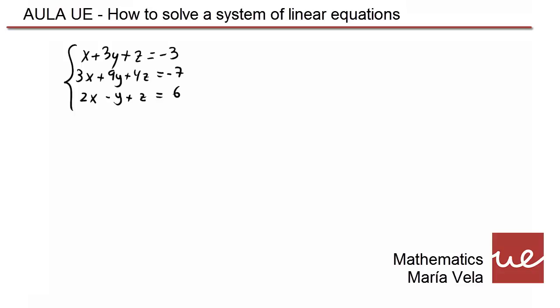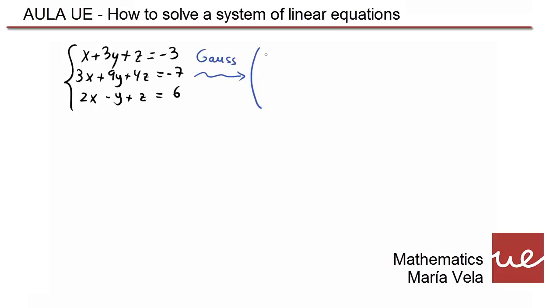Today we are going to see an example on how to solve a system of three linear equations. Let's suppose that we are given the following system: x plus 3y plus z equals minus 3, 3x plus 9y plus 4z equals minus 7, and 2x minus y plus z equals 6. And we are going to apply Gauss method.